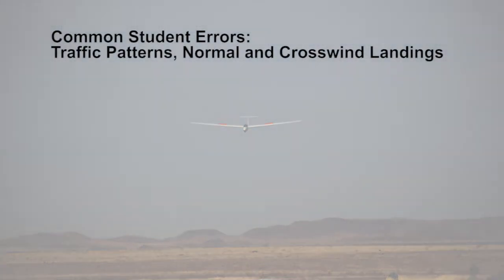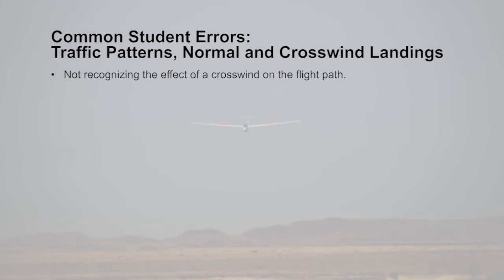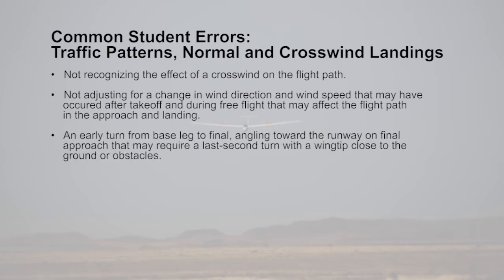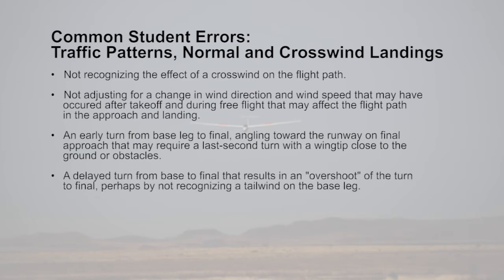Common student errors. Not recognizing the effect of a crosswind on the flight path. Not adjusting for a change in wind direction and wind speed that may have occurred after takeoff and during free flight that may affect the flight path in the approach and landing. An early turn from base leg to final. Angling toward the runway on final approach may require a last-second turn with a wingtip close to the ground or obstacles. A delayed turn from base to final that results in an overshoot of the turn to final, perhaps by not recognizing a tailwind on the base leg.